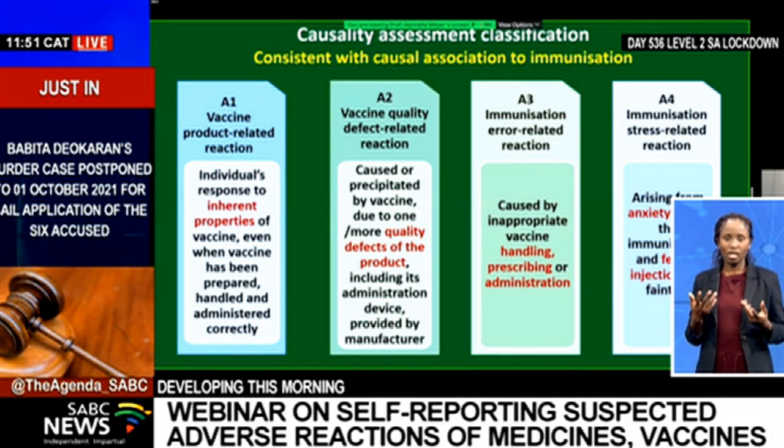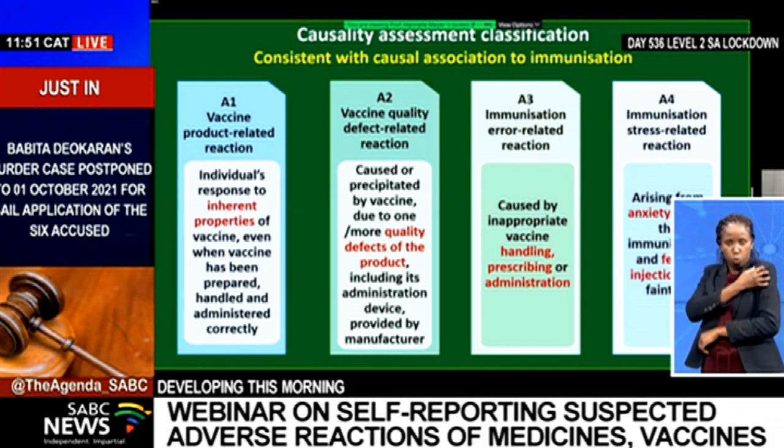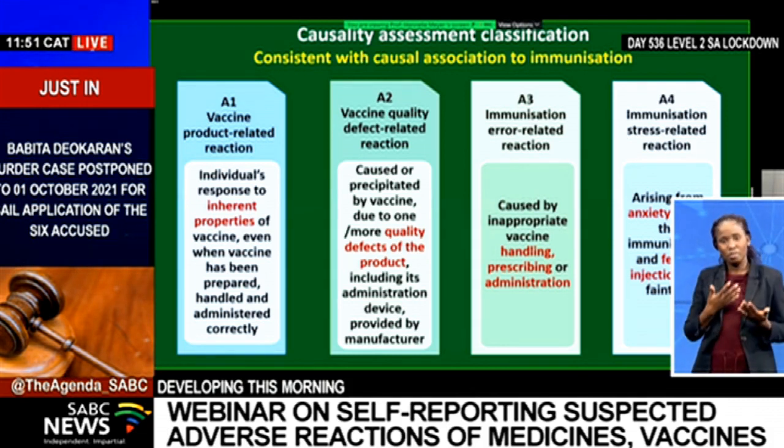For example, swelling at the injection site. So the person developed a huge or severe swelling at the injection site, then that would be vaccine product related. The next one would be vaccine quality related, and this is very, very rare.